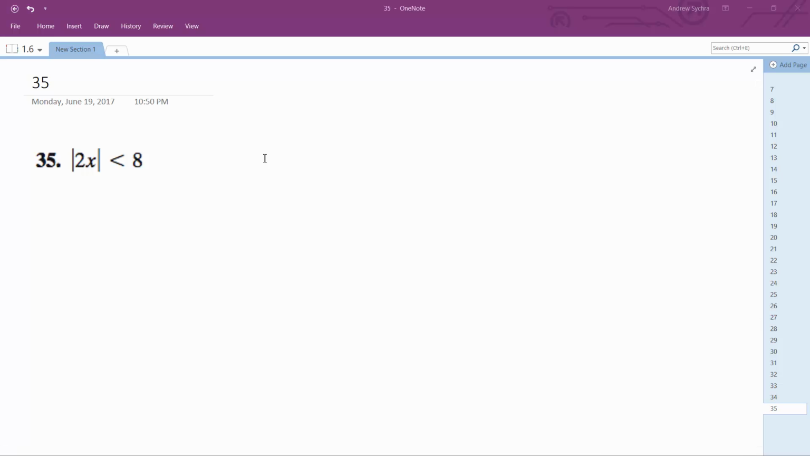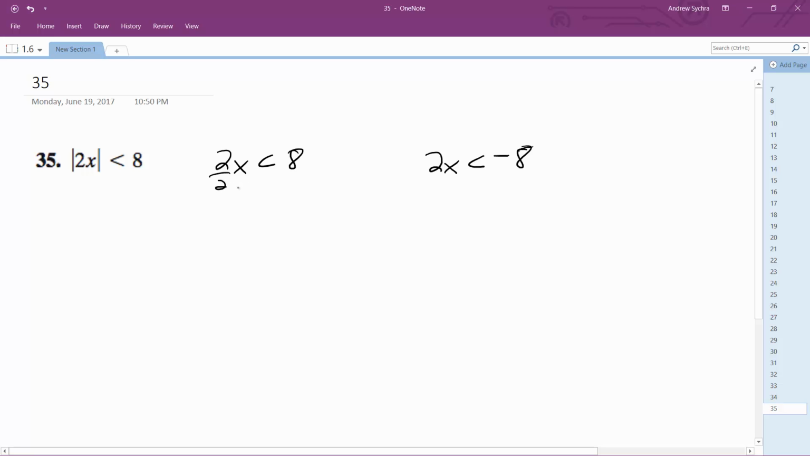Solving this problem, we'll do it two ways. So we get 2x is less than 8. Then 2x is less than negative 8. All right, so we divide through by 2. We get x is less than 4.